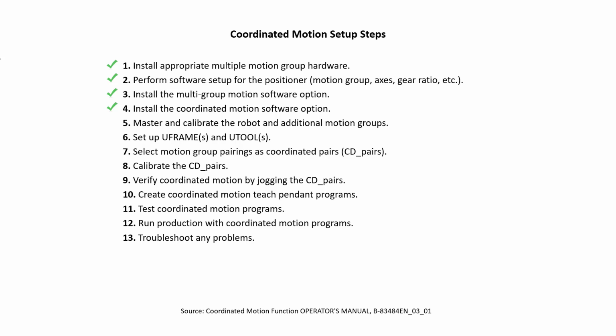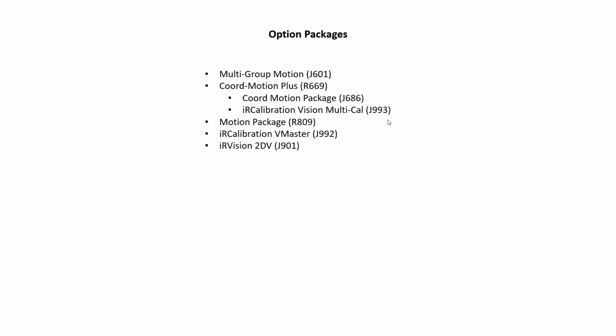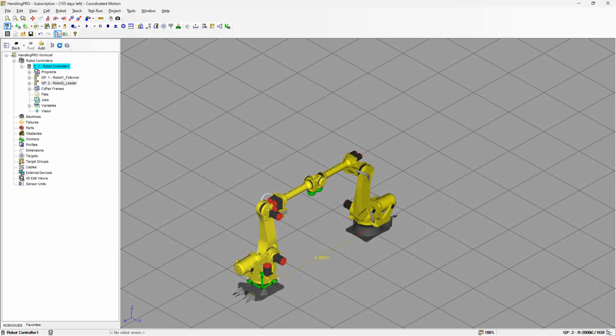We're going to continue with the list. So the next step is going to be master and calibration of the robot and additional motion groups. For that, we're going to need the IR Calibration Beam Master option package installed. So what we're going to do now is the robot mastering, and we're going to use vision mastering to get a more accurate result. We're going to divide it into sections. We're going to do the group 1 vision mastering first, and then the group 2 vision mastering.